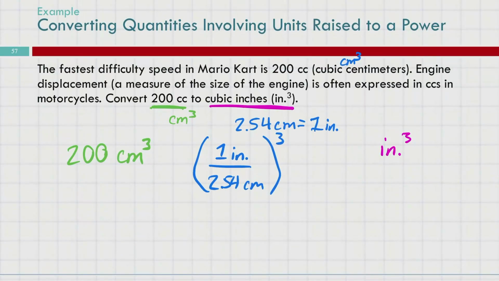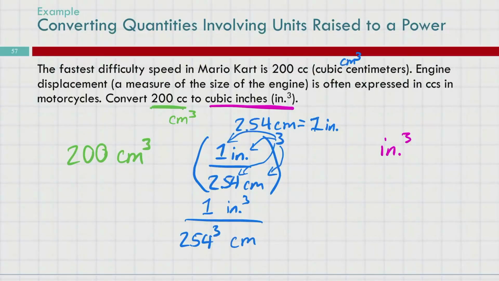So what this does practically, this 3 distributes, meaning that we put it on everything. So 1 raised to the 3rd power is 1. Inches raised to the 3rd power is cubic inches. 2.54 raised to the 3rd power is 2.54 raised to the 3rd power. I don't know what that is off the top of my head. And then cm raised to the 3rd power is cm to the 3rd power. So this is the way of doing it in one fell swoop.